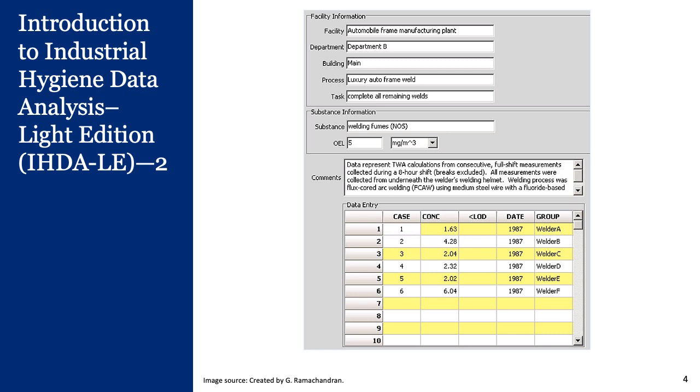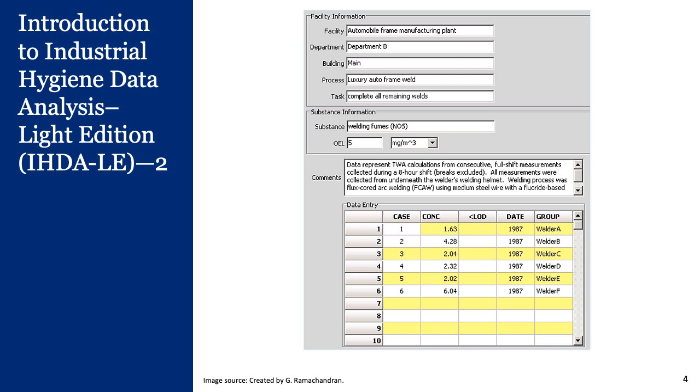So in the column marked CONC, concentration, that is where you would enter the exposure measurements. So we have 6 data points here, 1.63, 4.28, 2.04, and so on. So once you enter these data, you can also, in the third column, specify if any of these data are below the limit of detection.